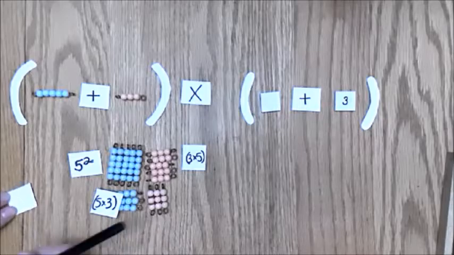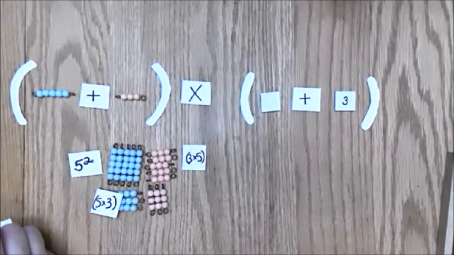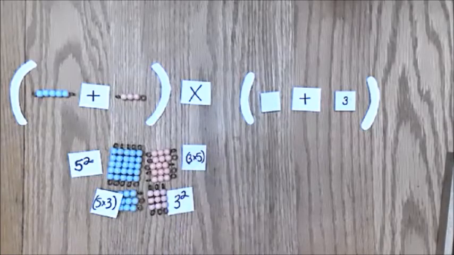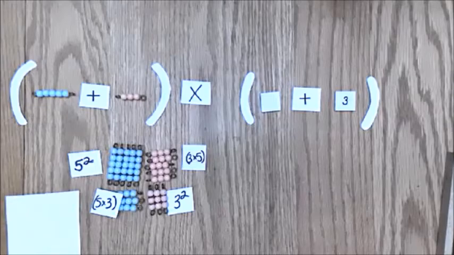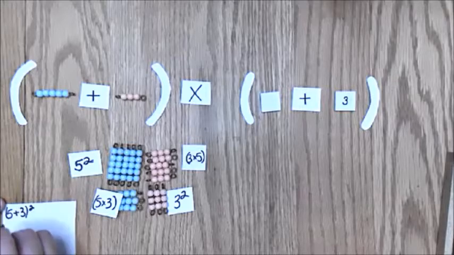And last but not least is our little pink square, the 3 square. What's the value of 3 square? 9. Okay. There are all of our parts. Now we're going to list out, I'm going to write out the equation here so that you can see how to write this. I'm hoping my paper is big enough. Okay, we started with 5 plus 3 squared.